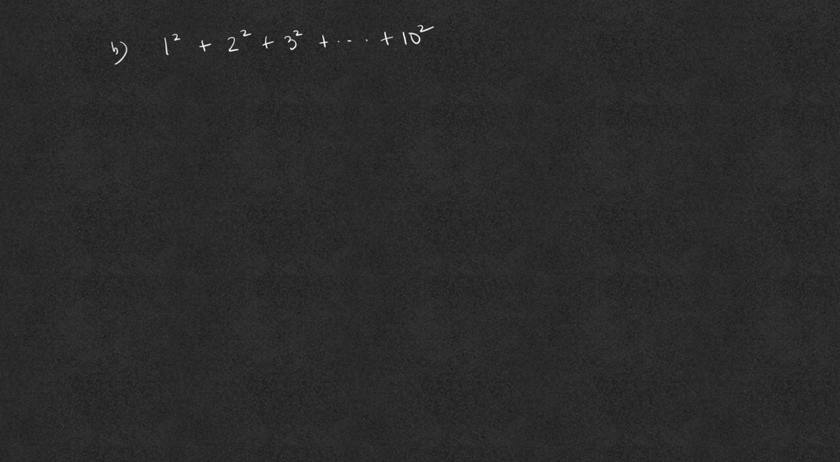Similar to the previous problem, we first need to know the formula for the nth term. This is a sub 1, this is a sub 2, this is a sub 3, and this has to be a sub 10 because a sub 1 is 1 squared, a sub 2 is 2 squared, a sub 3 is 3 squared. And so if we have 10 squared, this had to be a sub 10. And so we know that we are adding up the terms from n equals 1 to n equals 10.